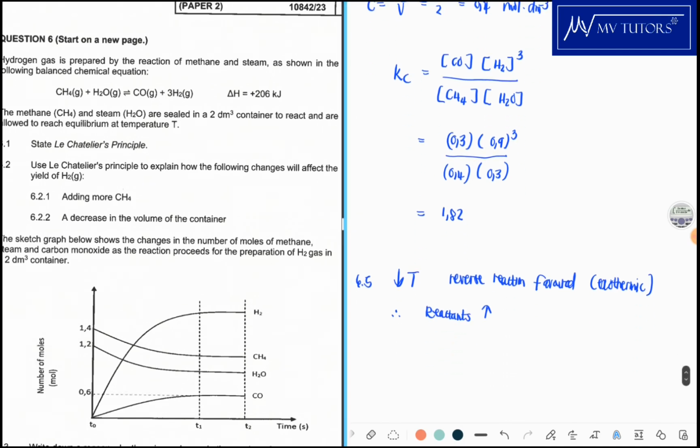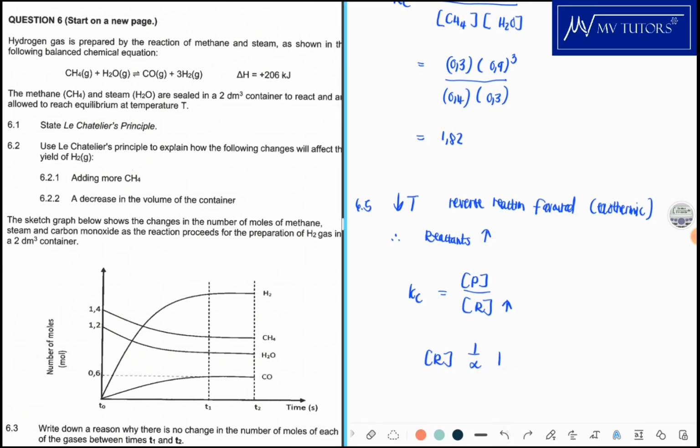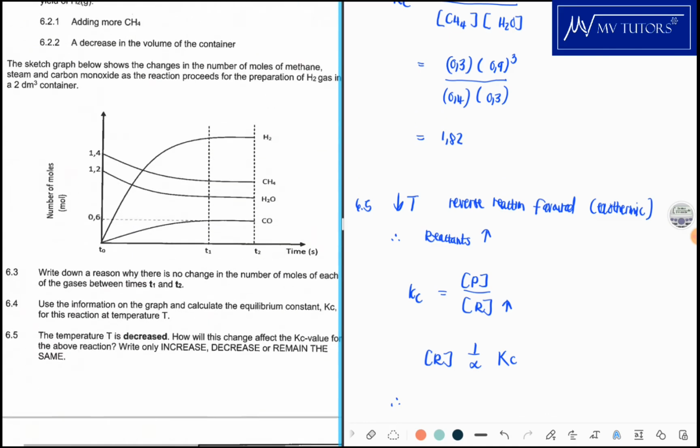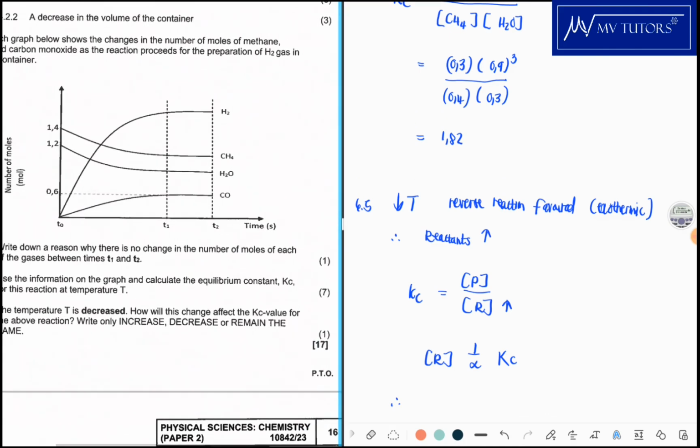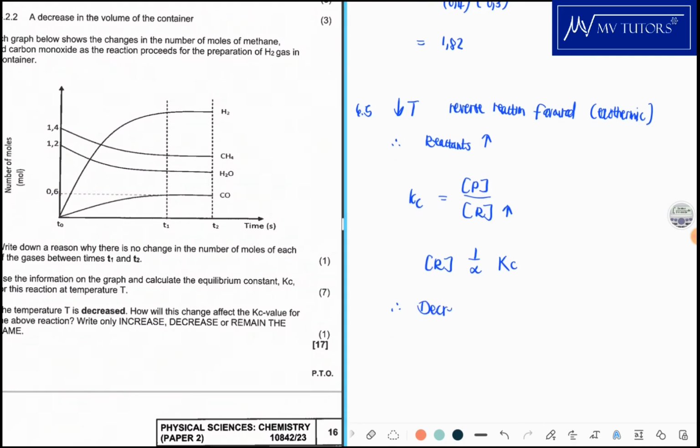Looking at our Kc formula, where we have concentration of products over concentration of reactants, if your reactants increase, remember the concentration of reactants is inversely proportional to your Kc value. So if your reactants increase, then your Kc value will decrease. So if we write down our answer for 1 mark, it will decrease. But this was just me explaining why we say it decreases. And that's the end of question 6.